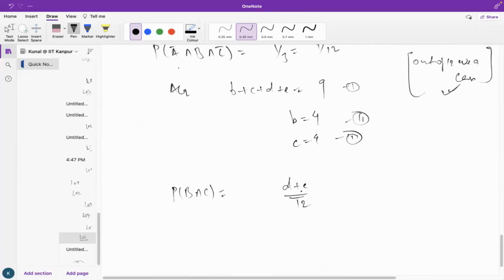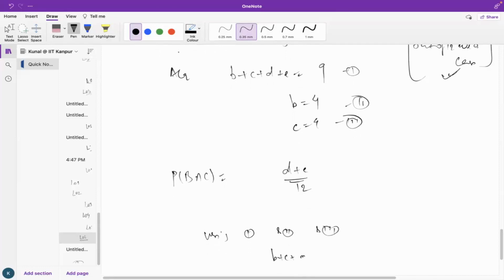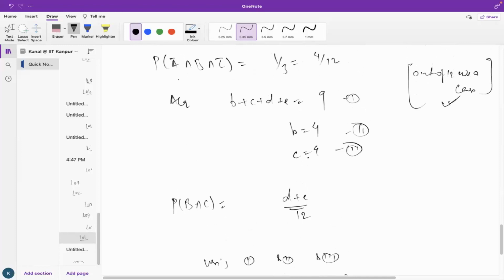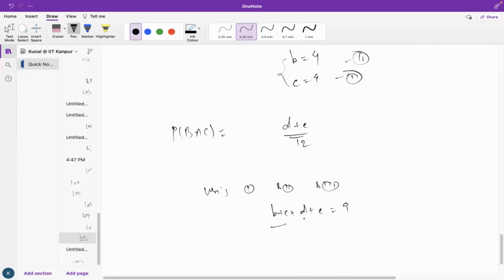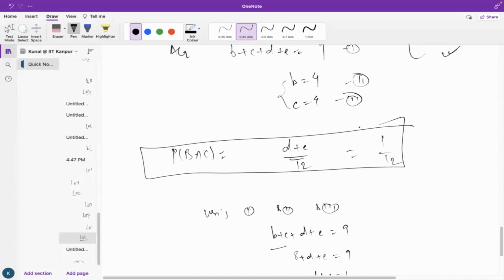So first let me write. So this is our probability. So using equation 1, 2 and 3, what we'll get actually? B plus C plus D plus E is given as 9. And the value of B and C we get from the second and third equation, which sum is counted as 8. So 8 plus D plus E is equal to 9. So D plus E is equal to 1. So our probability is 1 by 12. This is our final answer.